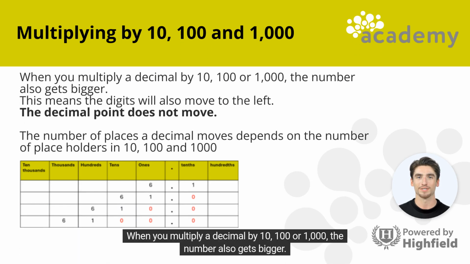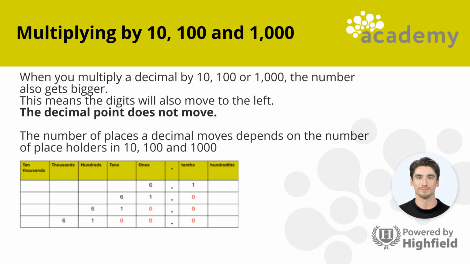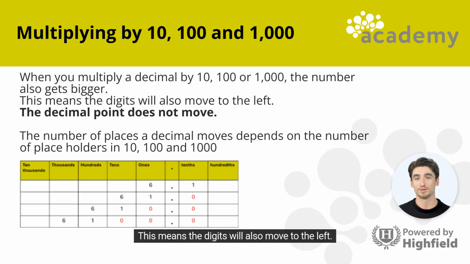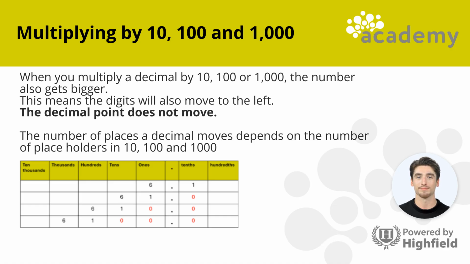When you multiply a decimal by 10, 100, or 1000, the number also gets bigger. This means the digits will also move to the left. The decimal point does not move. Let's look at some examples.